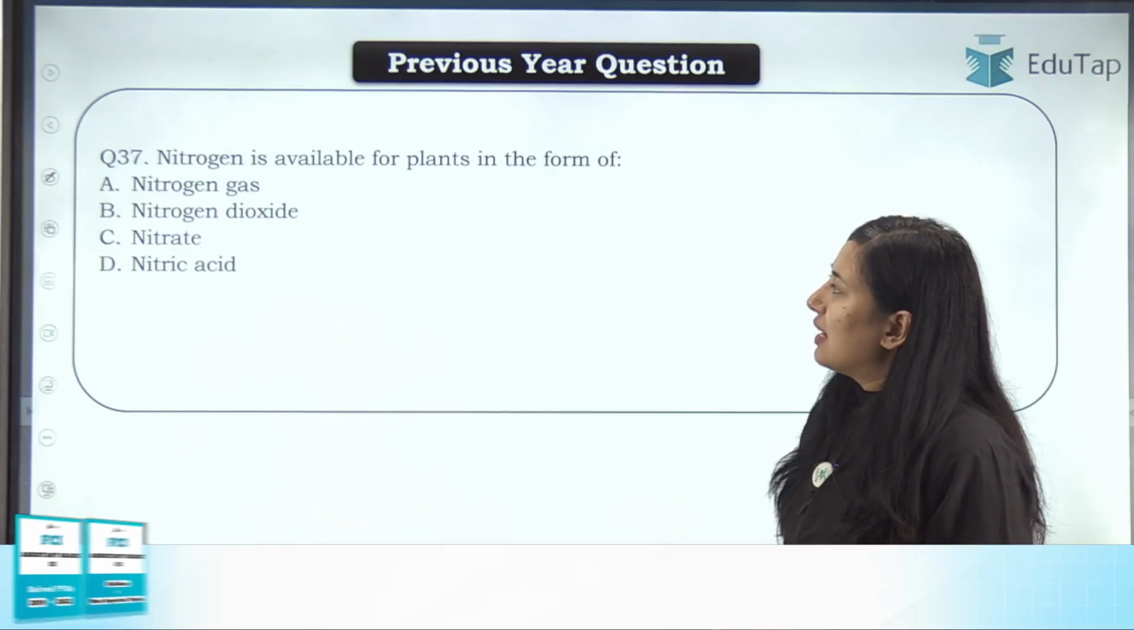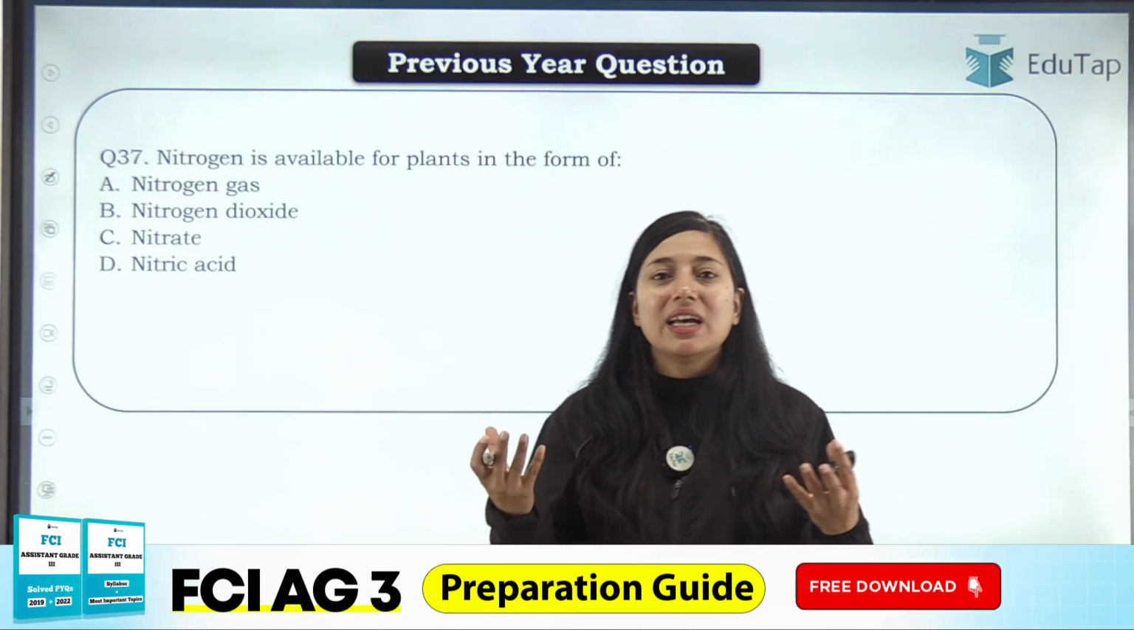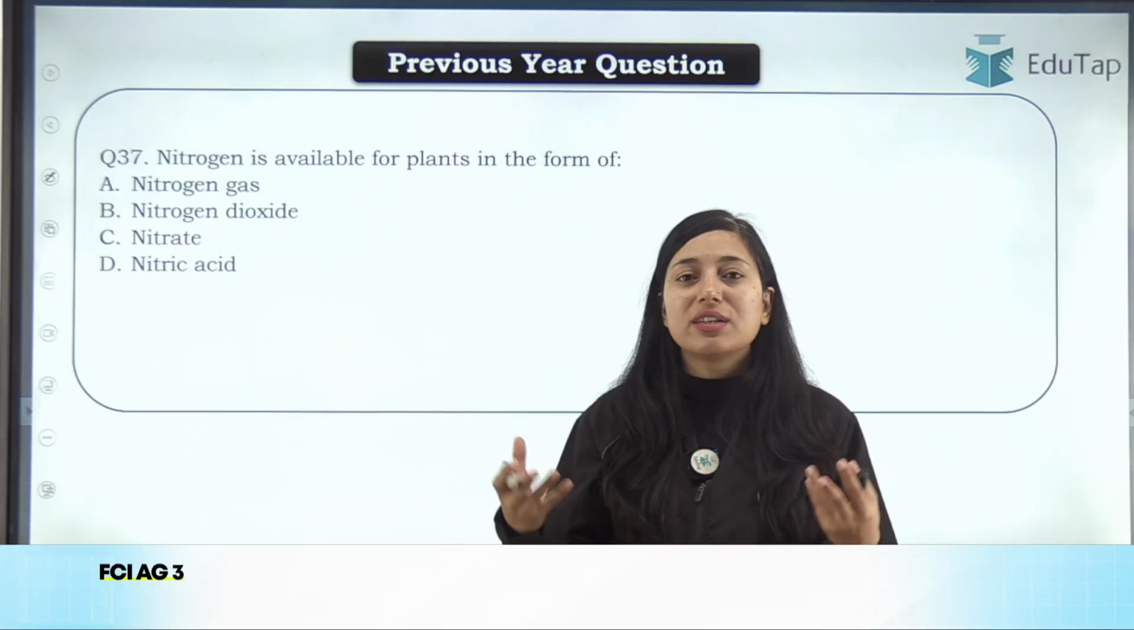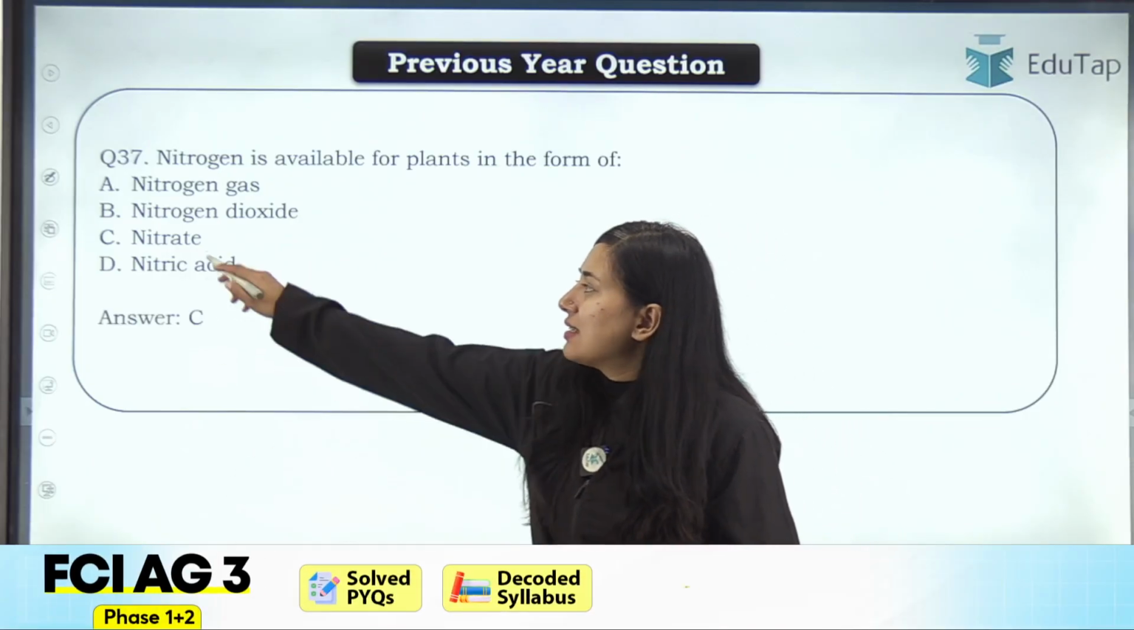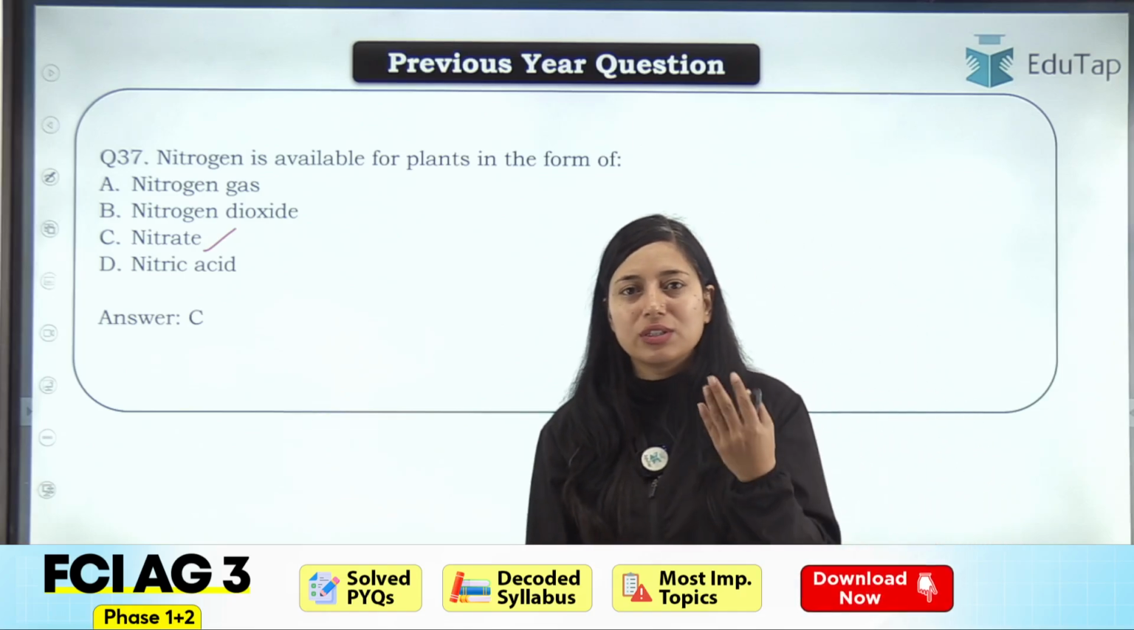Okay, nitrogen is available for plants in the form of? Okay, so basically the plant uses nitrogen in which form? That has been asked. So it is nitrate. So the nitrate form is the most available form of nitrogen to the plants.